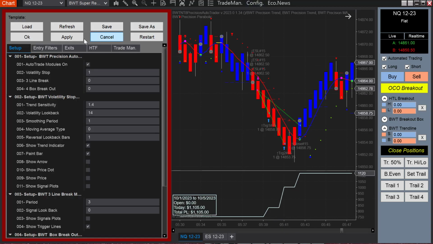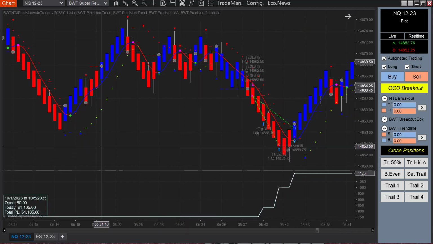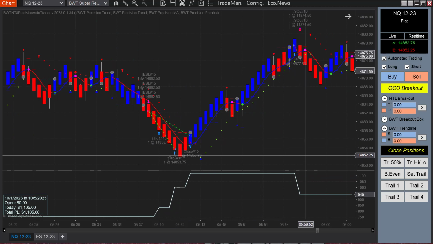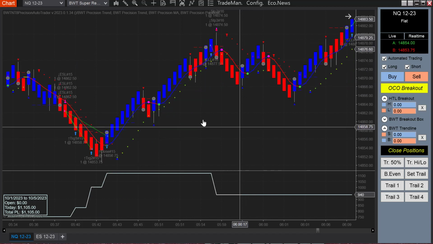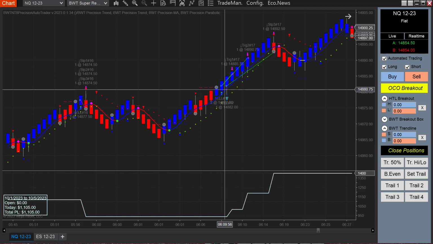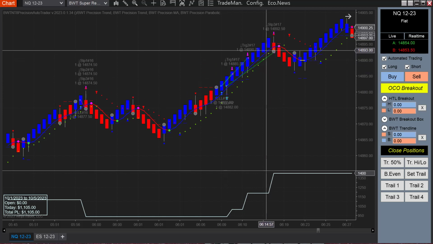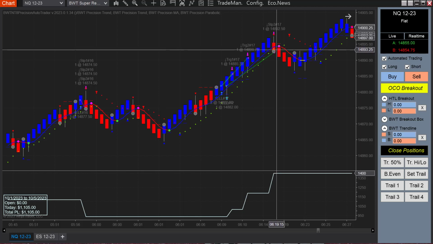The parabolic settings on this are an exit 7 sensitivity of 1 with a 0 acceleration. Okay, small loser, tight stop. Nice winner here. Notice the split fill, and then the exit here was either the parabolic or most likely the volatility stop.